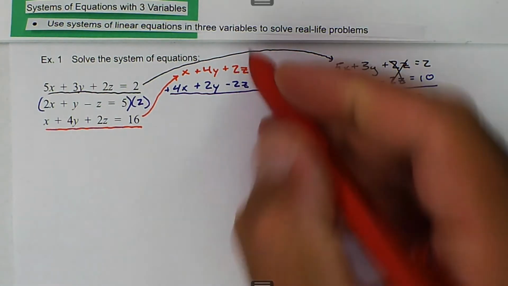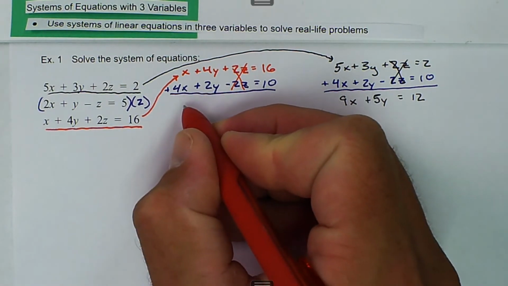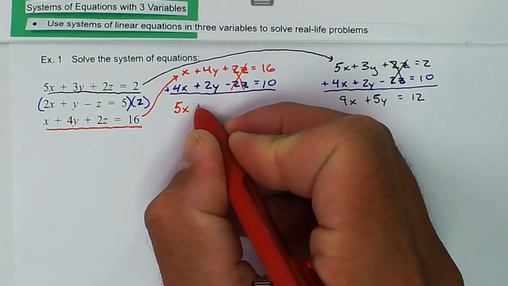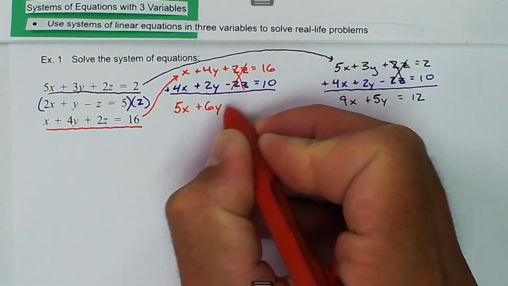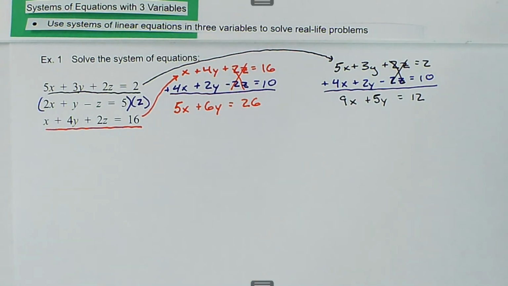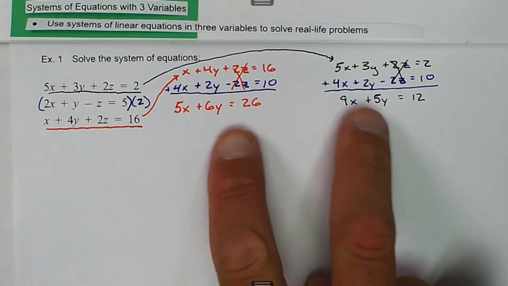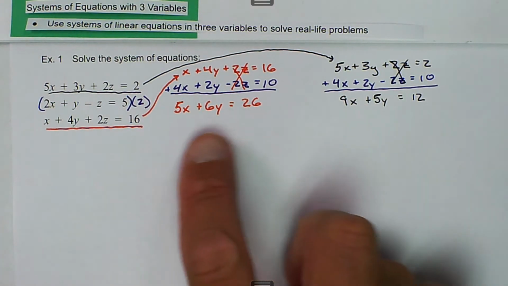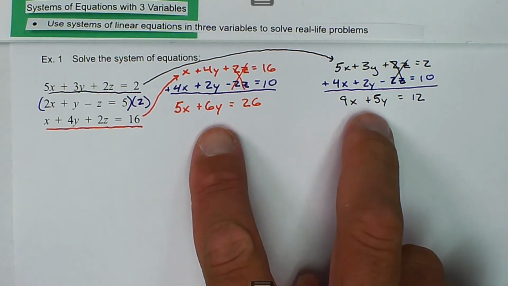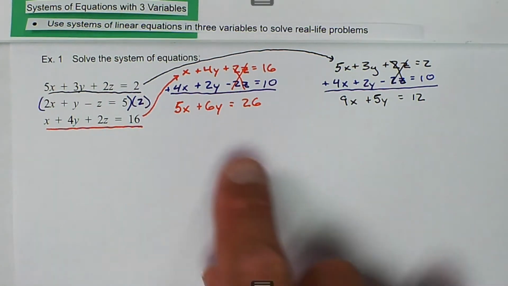And then same thing over here. We wanted the 2z to cancel. And then we got plus 6y is equal to 26. So now we're at a system that we recognized before and practiced with. We have a system with two equations and two variables, x and y. And we want to put these together.